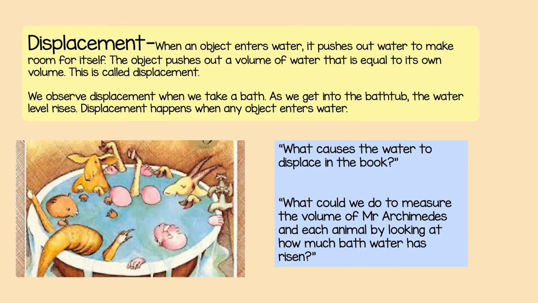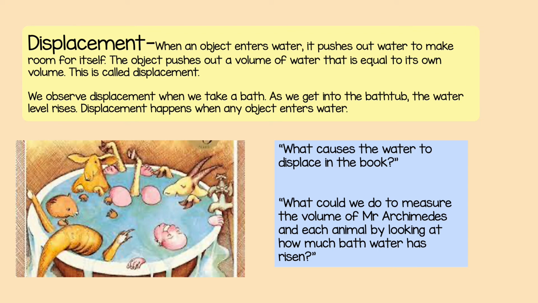So now displacement, going back to Mr. Archimedes' bath, what causes the water to be displaced in the book? Have a look at this picture. Look at all the animals in there. The animals are what caused the water to displace, and the water came out of the bath because it had risen due to the animals hopping in it.